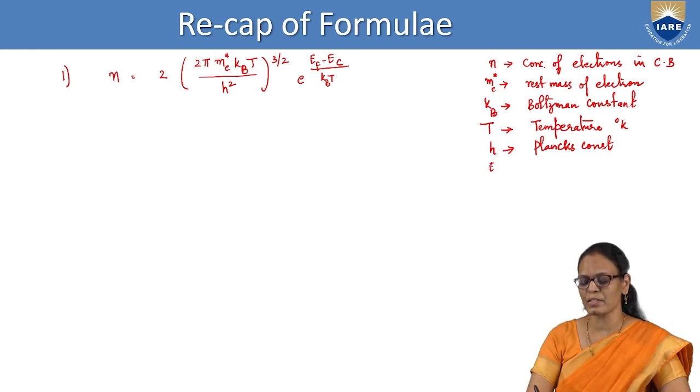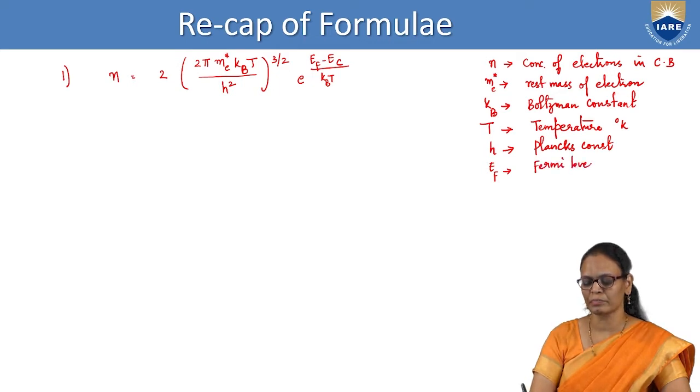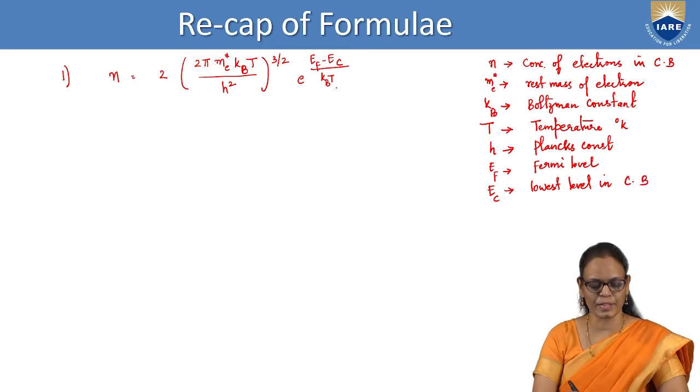EF represents the Fermi level. And EC represents the lowest level in the conduction band. kB and T we have already represented.